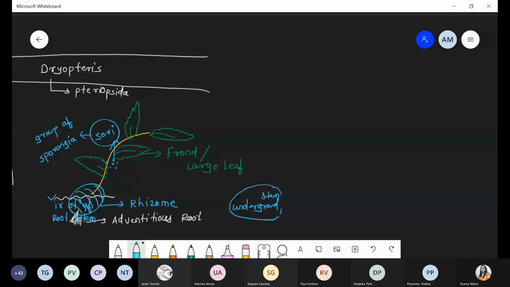And due to their large size leaf, such type of Dryopteris, we can say, is an example of the ornamental plant. I'm repeating this point again. We are talking about the Dryopteris category. In case of the Dryopteris category, roots are present. That root is called the adventitious root. Rhizome will be present. Whenever we are talking about the rhizome, basically these are the underground stem. Again, there is a presence of the leaf. Leaf is called the frond, and that frond is also called a large leaf. And due to this property, definitely we can say these are examples of the ornamental plant.